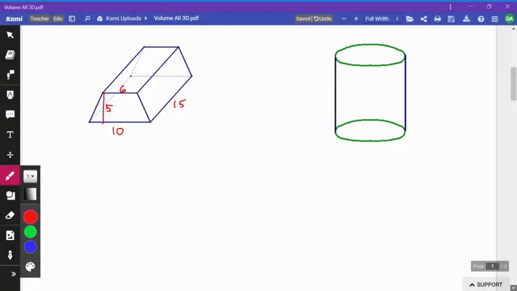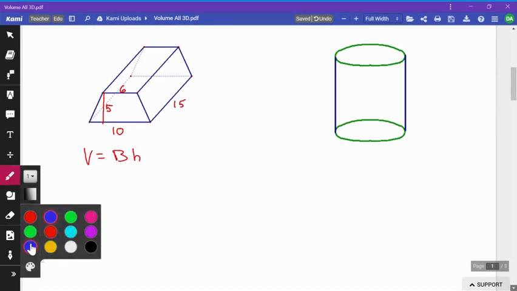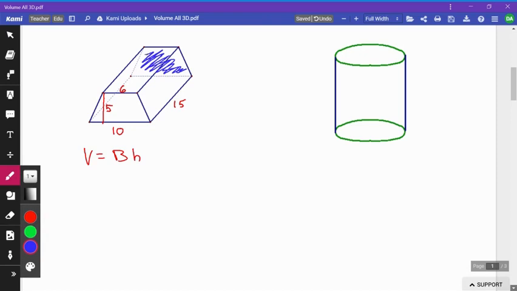Okay, so let's do a quick example. Right here we see we have a trapezoid prism. So the volume is going to be the area of the base times the height. Now remember, the trapezoid is going to be this base, which is the same as the base in front. So what I'm going to do is find the area of the trapezoid and multiply by the height of the object, which is going to be 15.